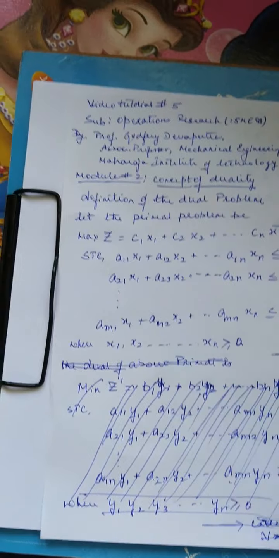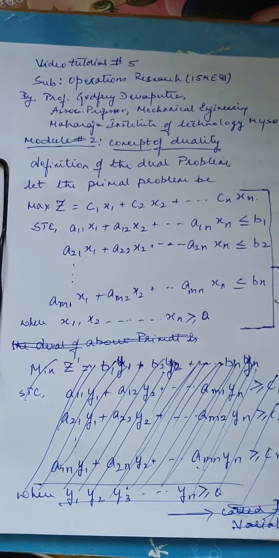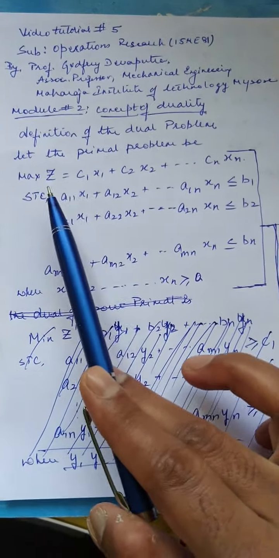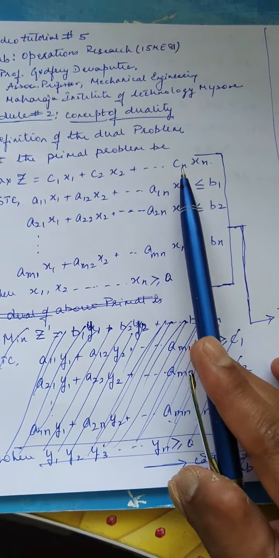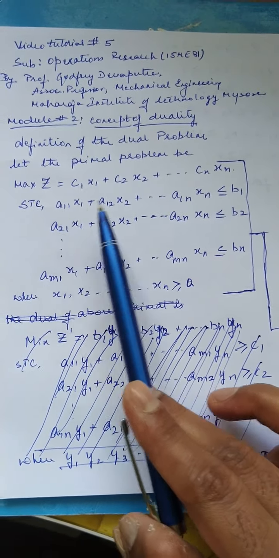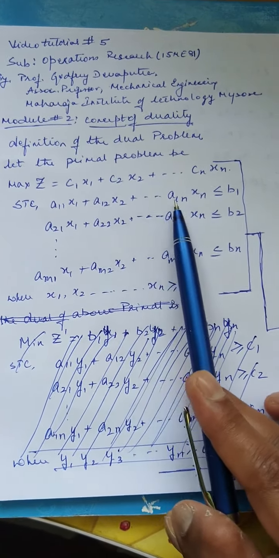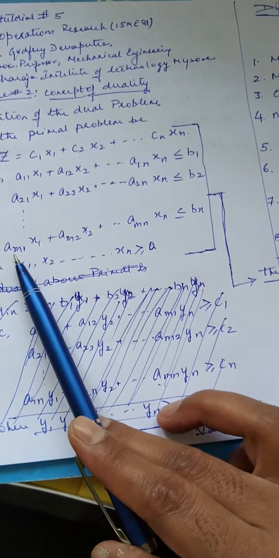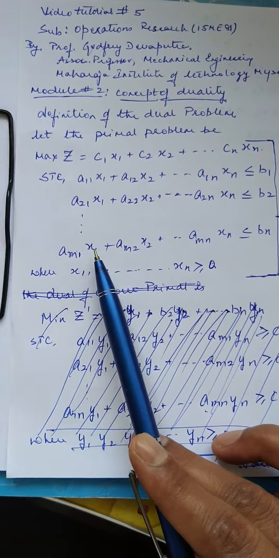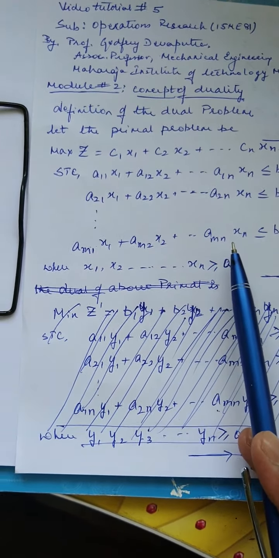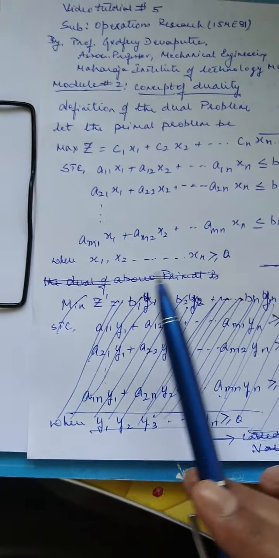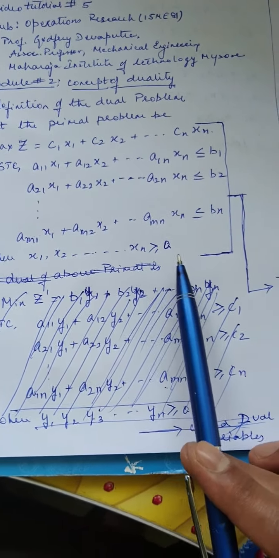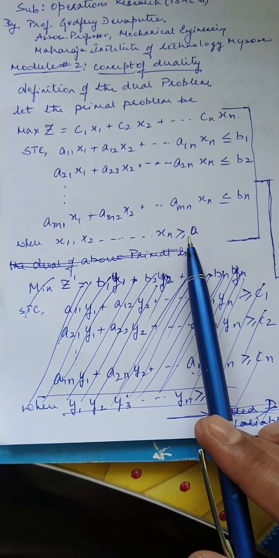In structure, the definition of a dual problem looks something like this. If, for example, a primal of a problem is given as maximize z equals c1 x1 plus c2 x2 plus etc. up to cn xn, subject to constraints a11 x1 plus a12 x2 plus etc. less than or equal to b1. Similarly, going up to am1 x1 plus am2 x2 plus etc. up to amn xn less than or equal to bm, wherein the variables x1, x2, x3, etc. up to xn are all greater than or equal to 0.